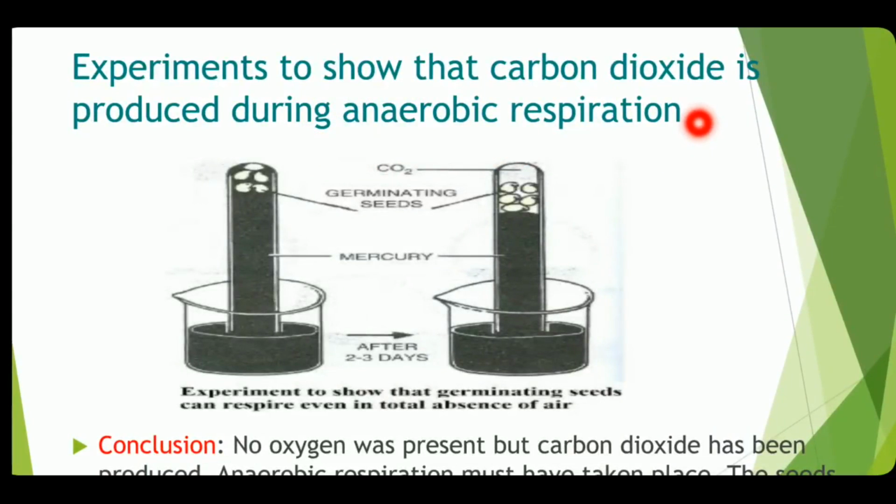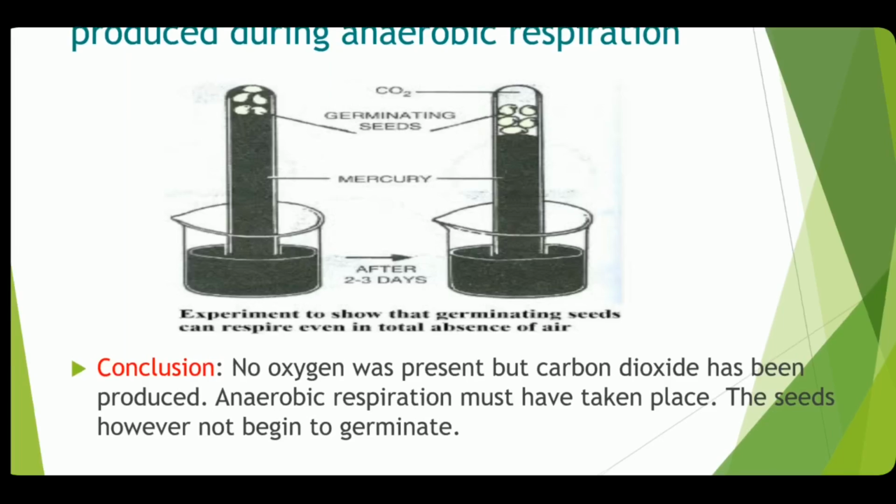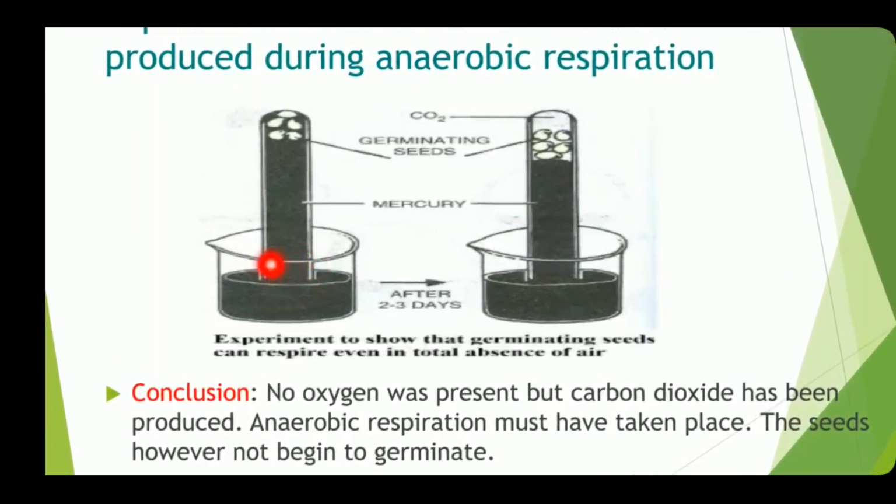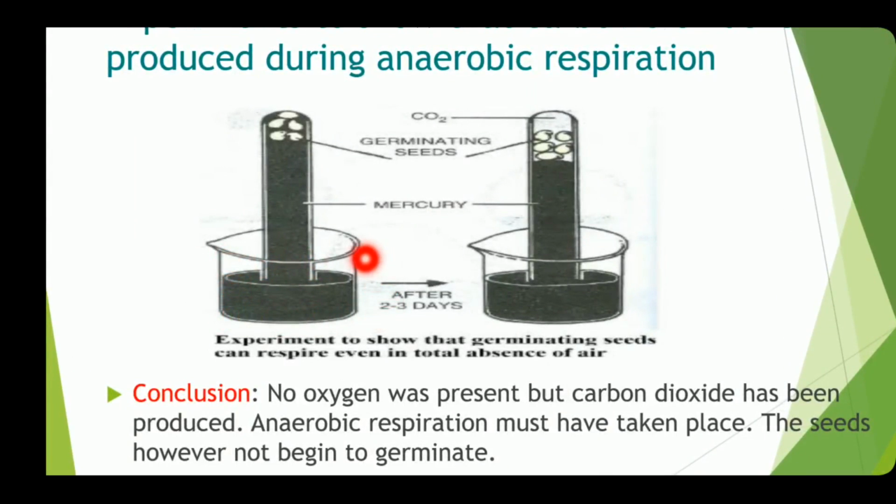Till now we have discussed aerobic respiration, but now we are doing an experiment on anaerobic respiration. And do you remember what anaerobic respiration is? It is respiration in the absence of oxygen. So what we have to do is take a trough filled with mercury, and we also have to take a test tube filled with mercury. This is a costly experiment because we are taking mercury.